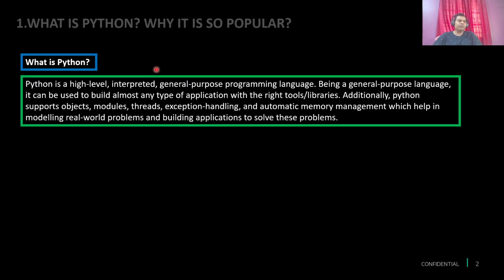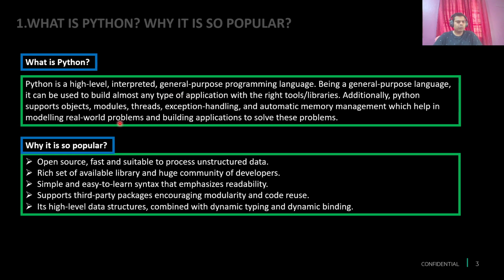So let's talk about first, what is Python. Python is a high level interpreted general purpose programming language. As it is a general purpose language, it can be used to build almost any type of application. Why is it so popular? Because it is open source, fast, suitable to process unstructured data, which is growing every day. It has a rich set of available libraries and a huge community of developers.